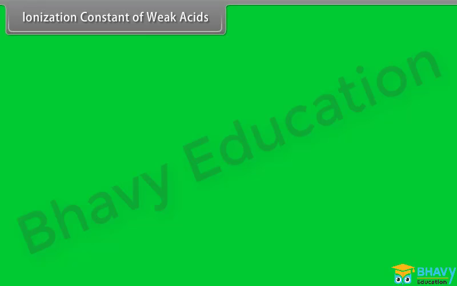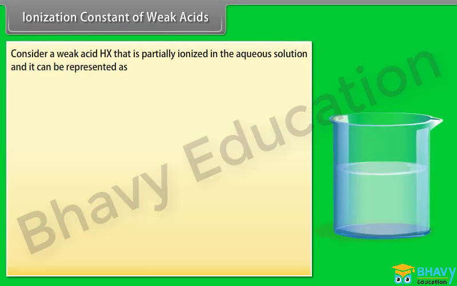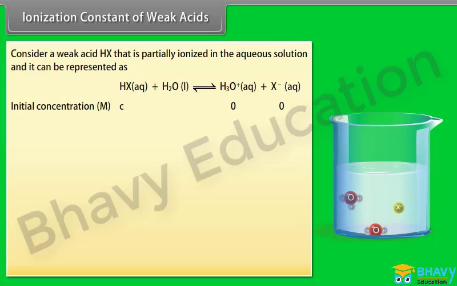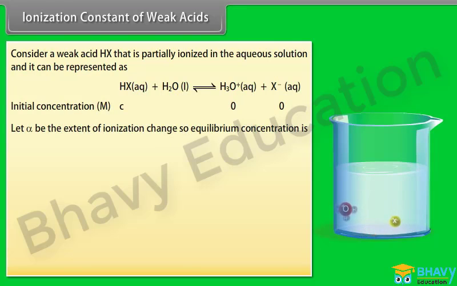Ionization constants of weak acids. Consider a weak acid HX that is partially ionized in the aqueous solution, and it can be represented as: let the initial concentration of HX be C. Let alpha be the extent of ionization change, so the equilibrium concentration of HX is C minus C alpha. H3O plus equilibrium concentration is plus C alpha, and X minus equilibrium concentration is plus C alpha.